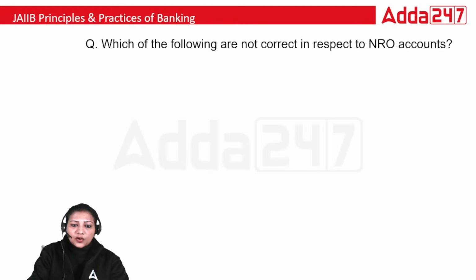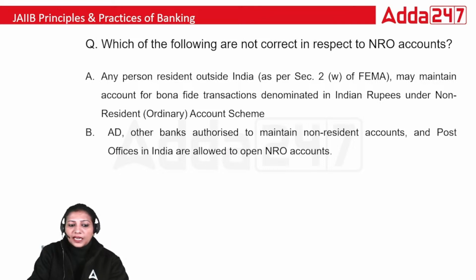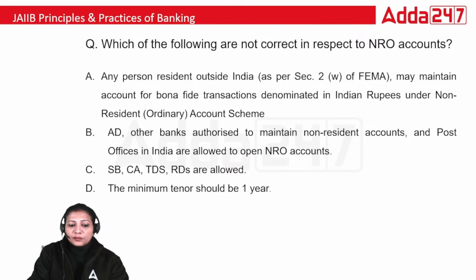Which of the following are not correct in respect to NRO account? Any person resident outside India may maintain an account for bona fide transactions denominated in Indian rupees under the Non-Resident Ordinary account scheme. AD banks, other banks authorized to maintain non-resident accounts, and post offices in India are allowed to open an NRO account. Savings account, current account, TDs, RDs are allowed. Minimum tenor should be 1 year. So in respect to NRO account, which of the following is not correct?